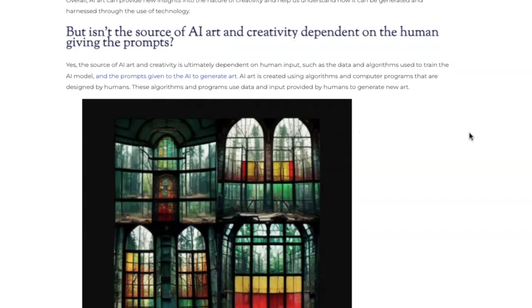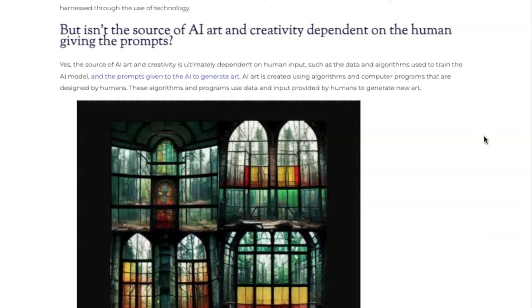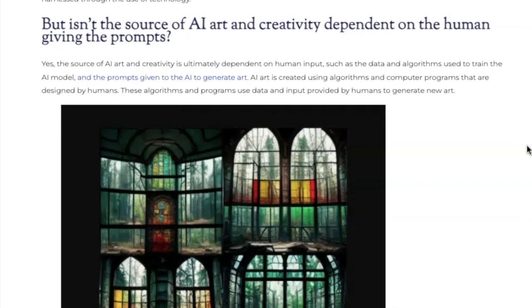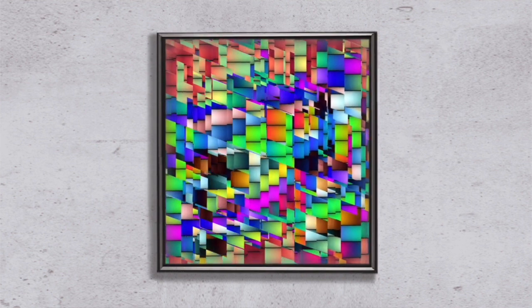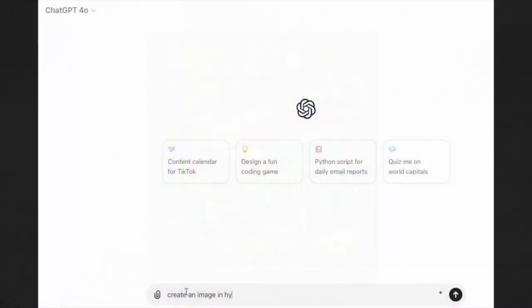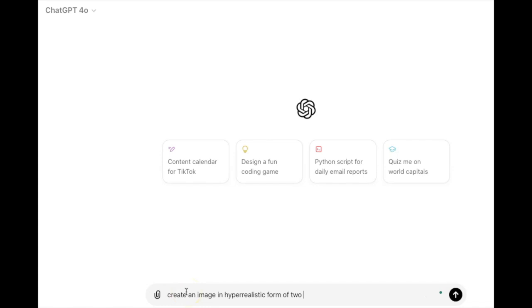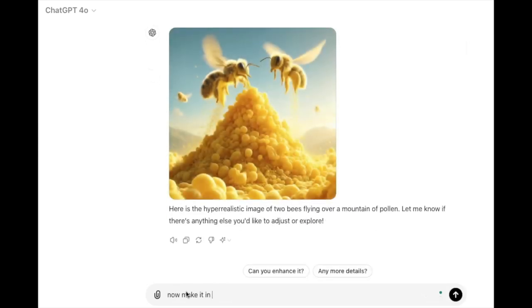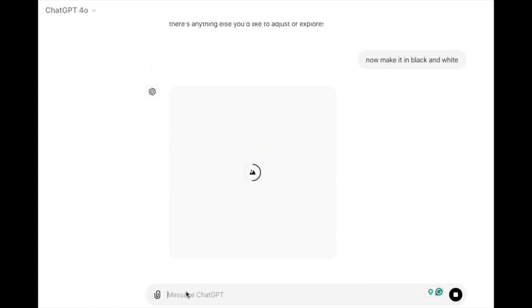But isn't the source of AI art and creativity dependent on humans giving the prompts? Yes, the source of AI art and creativity is ultimately dependent on human input, such as the data and algorithms used to train the AI model, and the prompts given to the AI to generate art. AI art is created using algorithms and computer programs that are designed by humans.